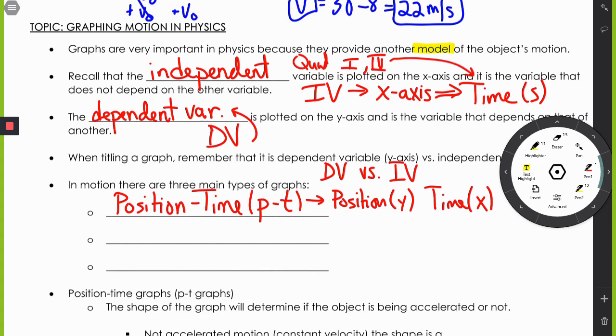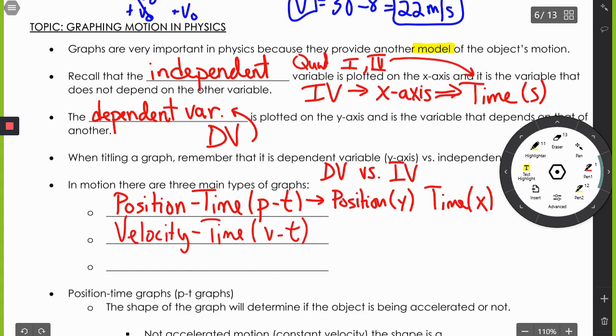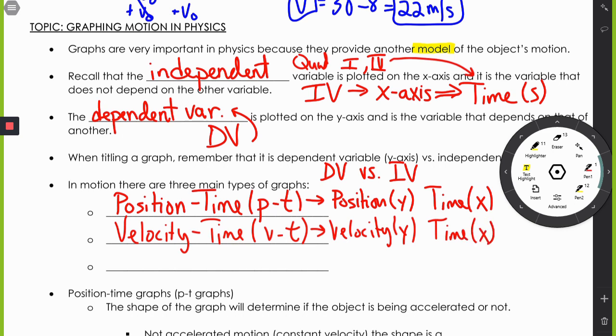That's the first graph. We're going to break them down. We're going to do a couple examples. How does it look? How do they break down? How can we interpret these graphs? The second example is a velocity time graph, or VT. So velocity is plotted on the y, and time again is plotted on the x. We'll break this down again, and then we can go back and forth between the two.